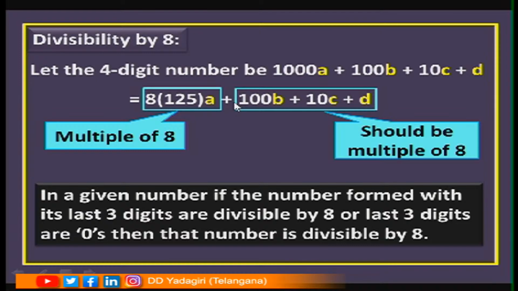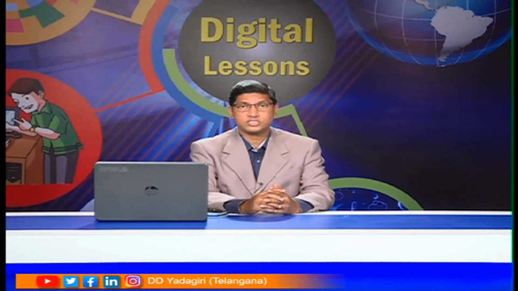So I conclude that in a given number, if the number formed by its last 3 digits is divisible by 8, or the last 3 digits are simply zeros, then that number is divisible by 8. Now let us apply these concepts in solving a few examples. Let us start with the first example.